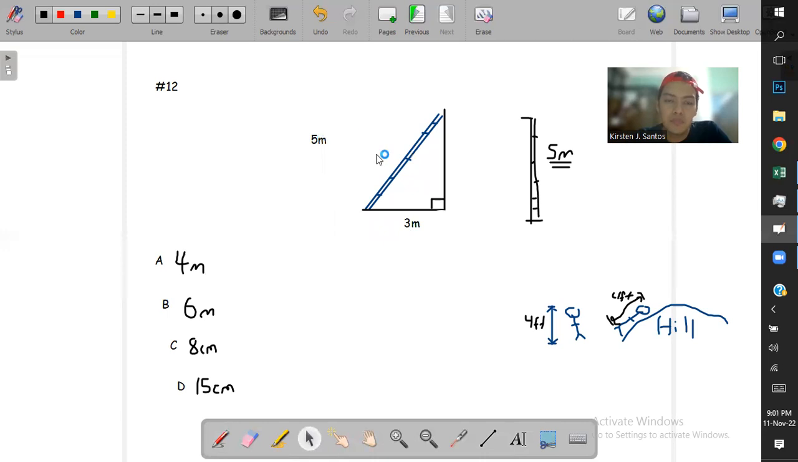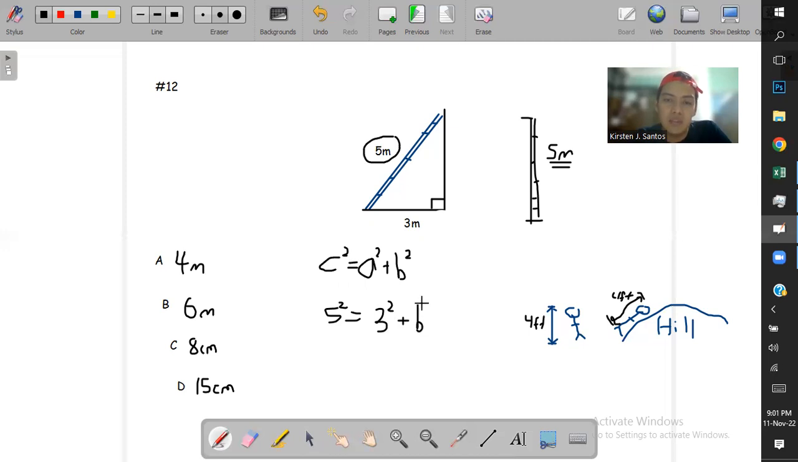So all you have to do is the Pythagorean formula, and we have c squared is equal to a squared plus b squared. And in Pythagoras, c will always be your hypotenuse. We have 5 squared is equal to one of the legs, which we'll call a for now, so that's 3 squared plus b squared.